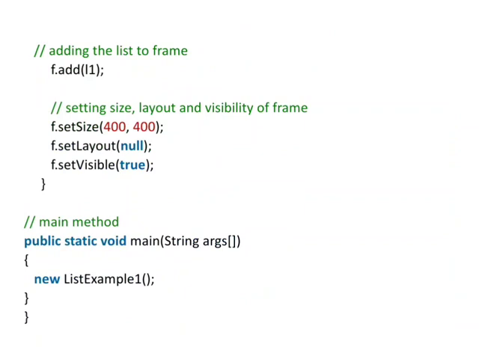layout and visibility of the frame, that is F.setSize(400, 400), F.setLayout(null), F.setVisible(true). Then the main method: public static void main(String[] args) { new ListExample(); } complete.